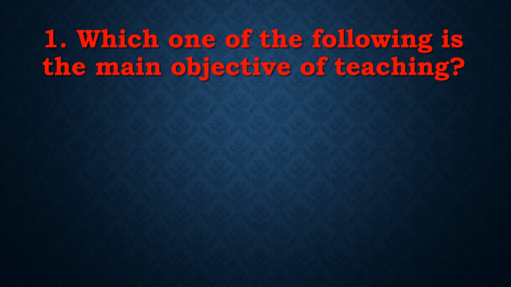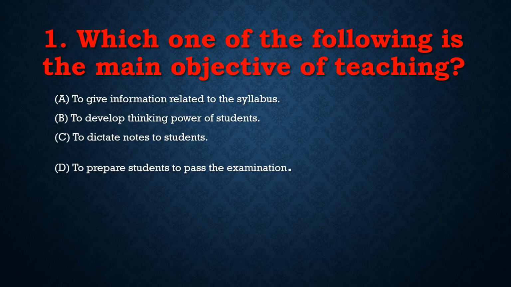Before going to the explanation of teaching, let's see a few questions. Question number 1, which one of the following is the main objective of teaching? Option A, to give information related to the syllabus. Option B, to develop thinking power of students. C, to dictate notes to students. D, prepare students to pass the examination. So we have to choose the appropriate answer from these options. The right answer is B, to develop thinking power of students.